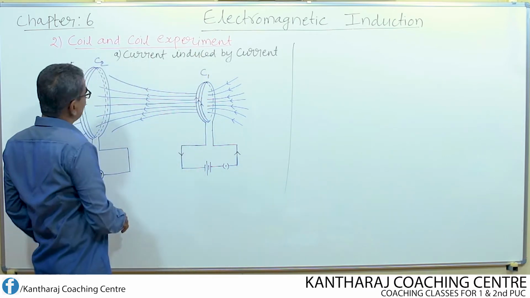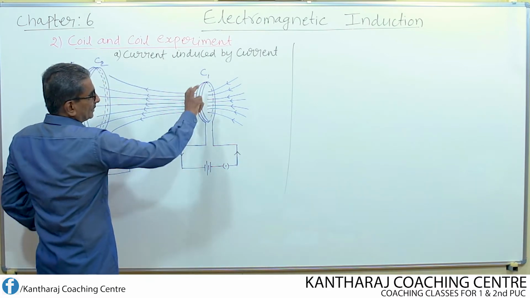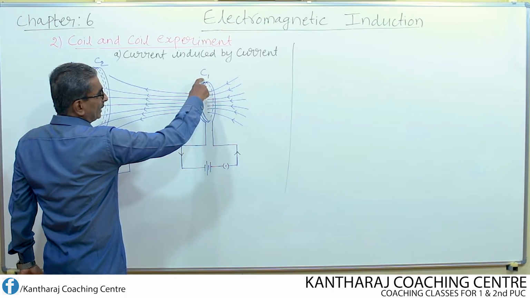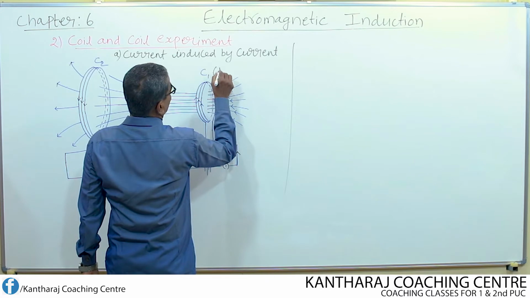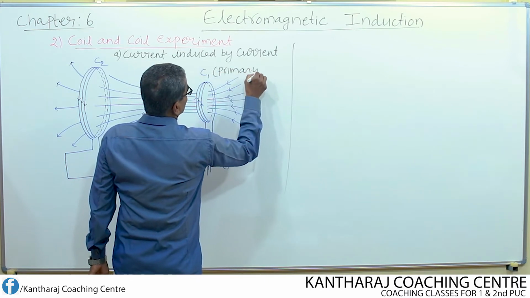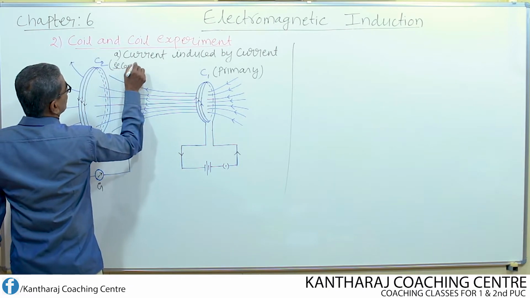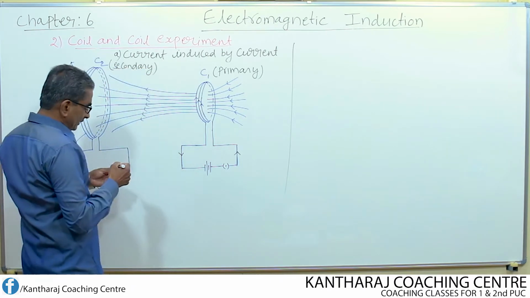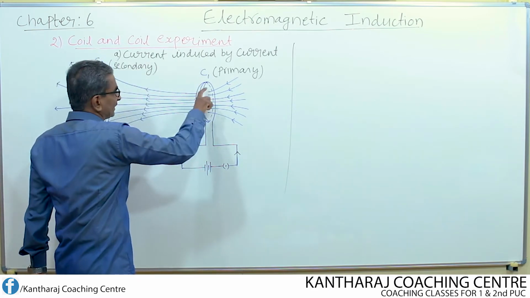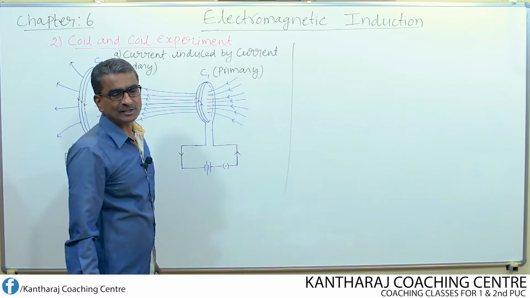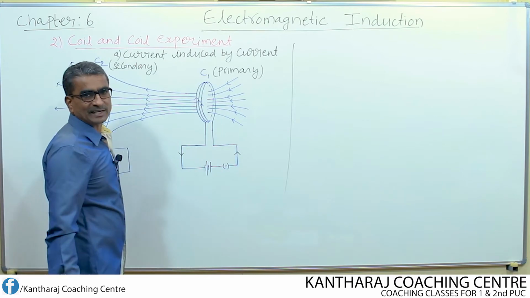In this experiment, as shown in the figure, there are two circular coils. This coil C1 is usually called the primary coil, whereas this C2 is known as the secondary coil. The difference between primary and secondary may be in many ways, maybe with respect to their size, area, or number of turns. All these distinguish the primary coil and the secondary coil.